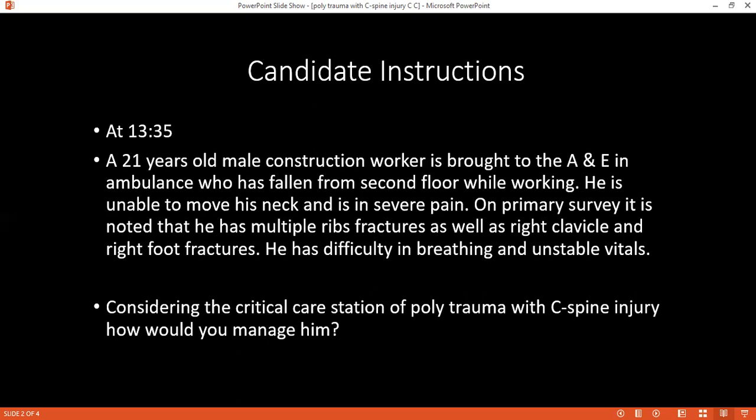Then, ma'am, according to the findings, I will do needle thoracostomy in the fourth and fifth intercostal space, then I will introduce a chest tube.